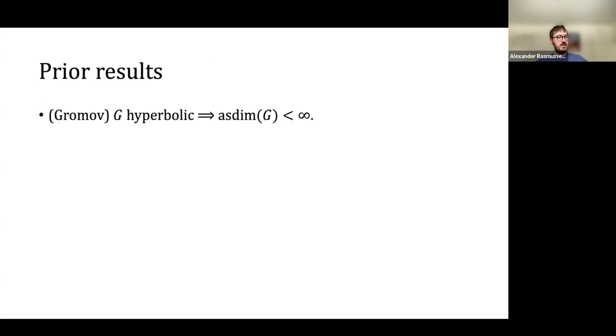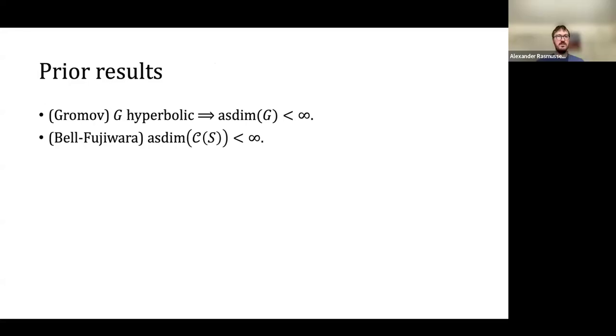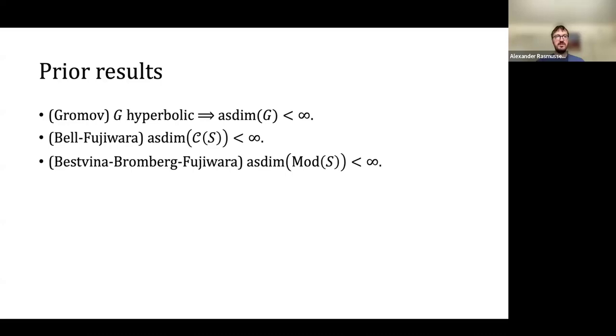Okay, so what is known about asymptotic dimension so far and how it pertains to surfaces? So if G is a hyperbolic group, then its asymptotic dimension is finite. That was proven by Gromov. Bestvina and Fujiwara showed that the asymptotic dimension of the curve graph is finite, but they didn't give any effective upper bound on the asymptotic dimension. They just showed that it's finite. Bestvina, Bromberg, and Fujiwara used this to prove that the asymptotic dimension of the mapping class group is finite.